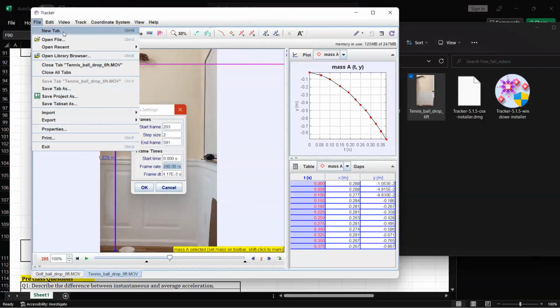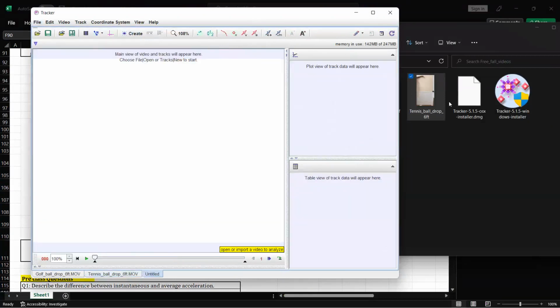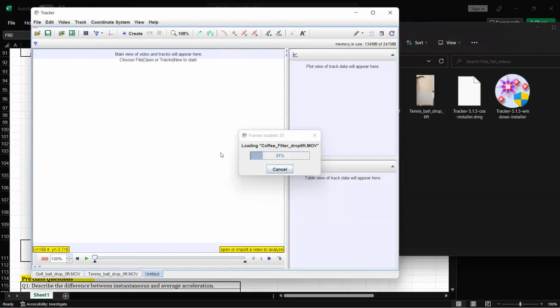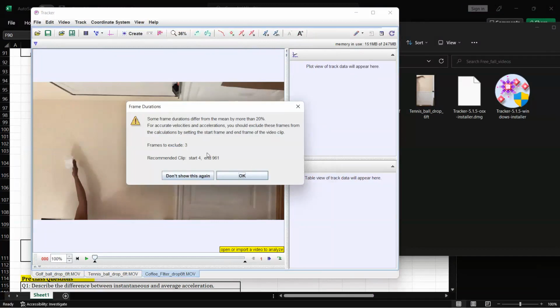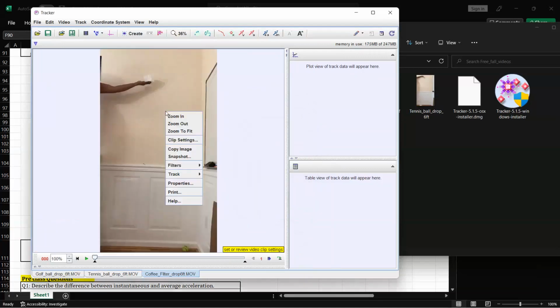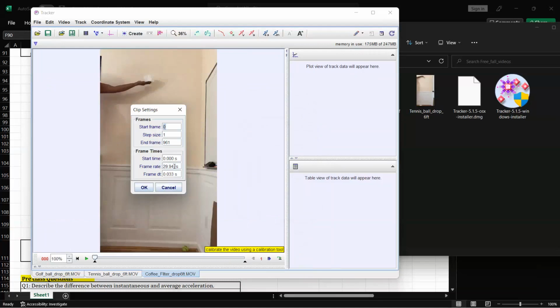Let's put the coffee filter here. You need to wait a few minutes until it's added up. Then rotate the video. Filters, new, rotate, negative 90. Make sure you check the time first. Right click, keep setting to 40.